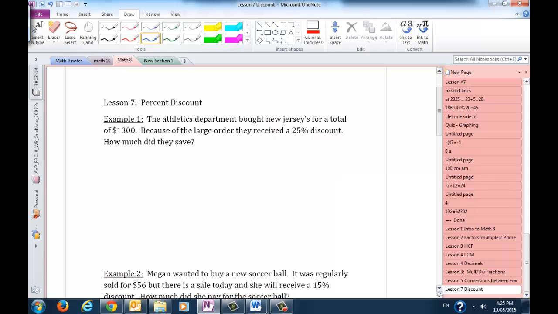All right, so what do we really have and want here? Well, how much did they save? Here we're talking about the amount discounted. We also have 25%, and this is the percent discounted. And they also told us 1,300, which is the total.